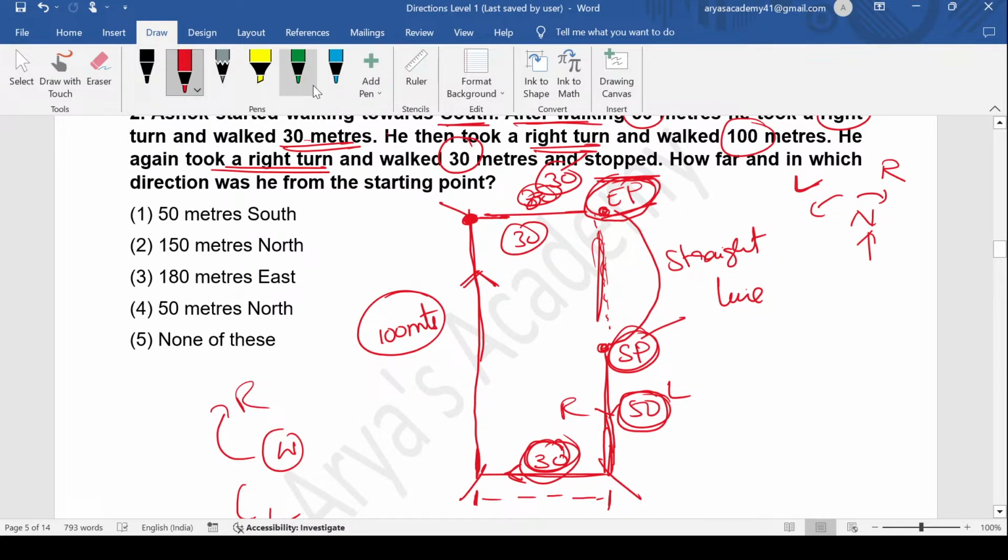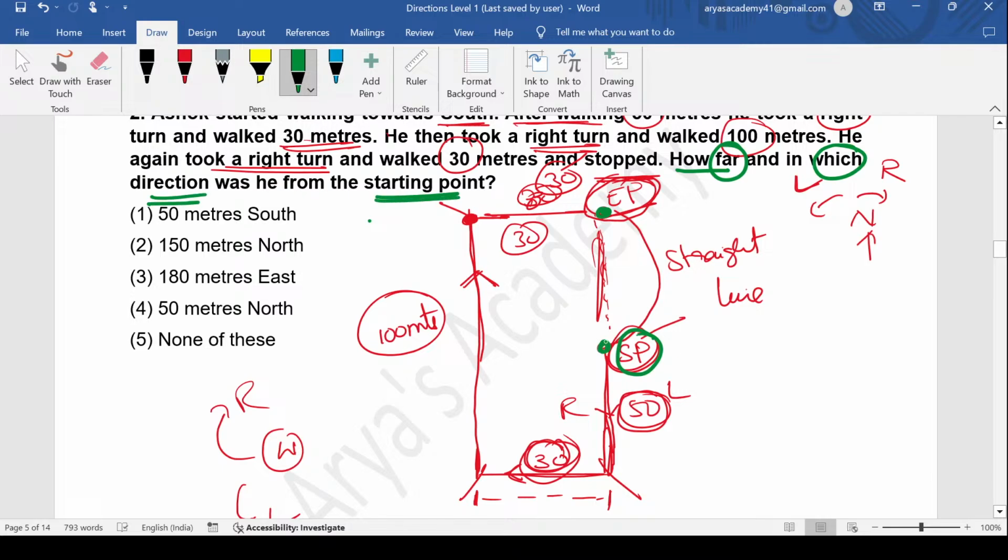I'll change the color because I have created some kind of clutter. So this is the starting point. I've changed the color for the sake of making you understand. And this is the ending point. If you read out the question, how far means you have to tell the distance. Far means distance. And in which direction was he from the starting point?